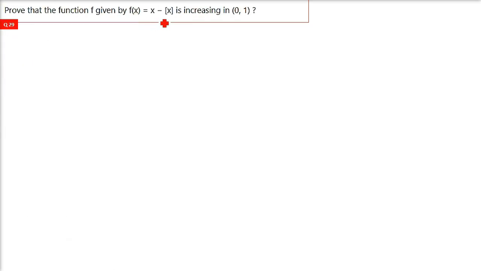Prove that the function f(x) = x minus [x], this is the greatest integer function, is increasing in 0 to 1. Now they have made the solution quite easier. This is the greatest integer function. This is not modulus, okay?